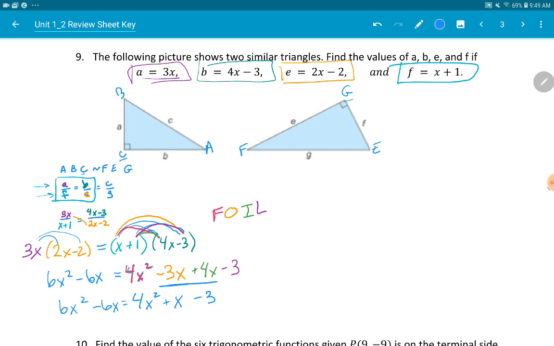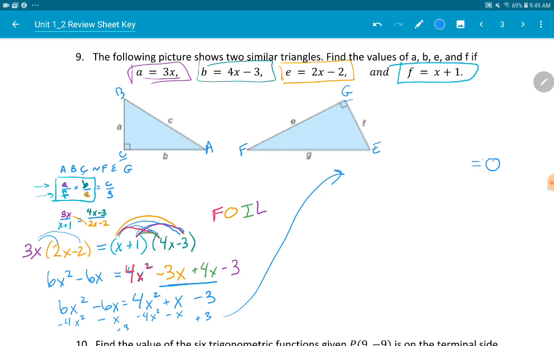So it's a quadratic, so I need to get everything on the left-hand side, and on the right-hand side just have 0. So setting it equal to 0 is the first step to solve a quadratic. So I'm going to subtract 4x squared from both sides. And I'm also going to subtract an x from both sides, and I'm going to add a 3. So that everything on the right is now 0.